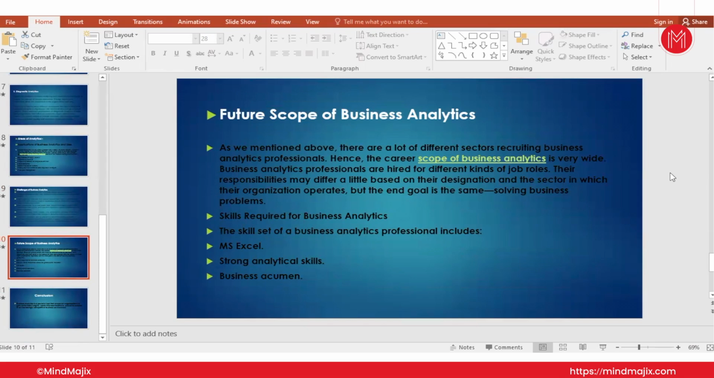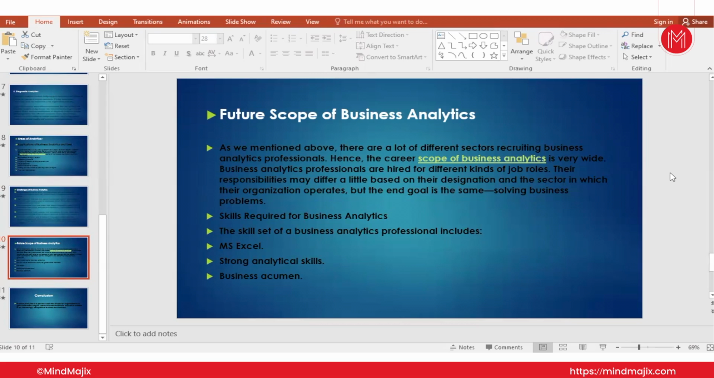Future scope of business analytics. As we mentioned above, there are a lot of different sectors recruiting business analytics professionals. Hence, the current career scope of business analytics is very wide. Business analytics professionals are hired for different kinds of job roles. Their responsibilities may differ a little based on their designation and the sector in which their organization operates, but the end goal is the same: solving business problems.